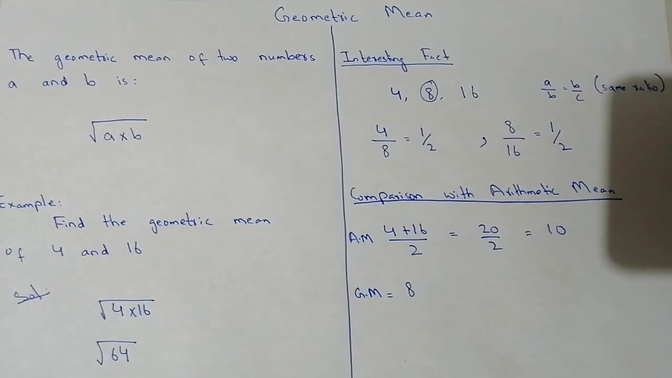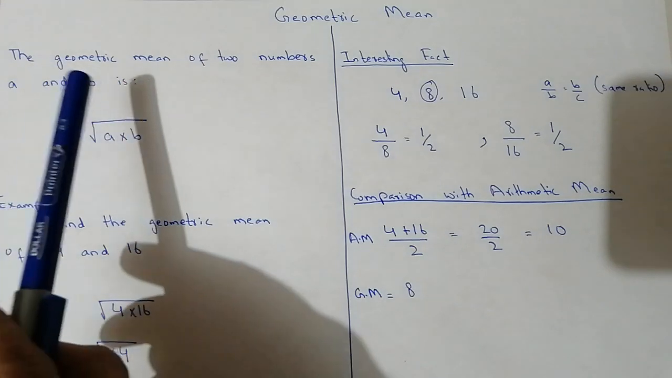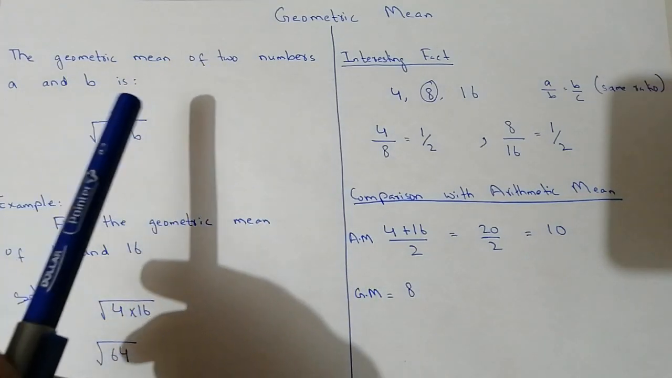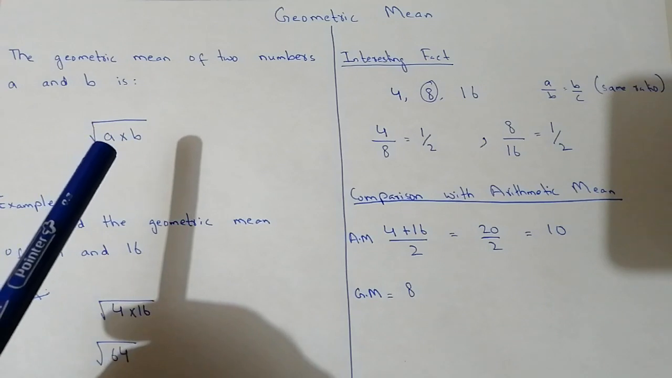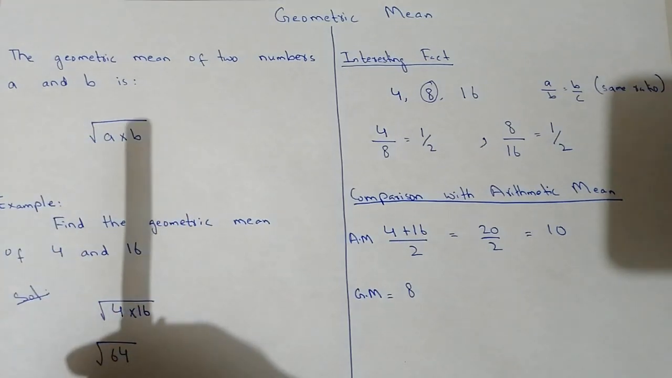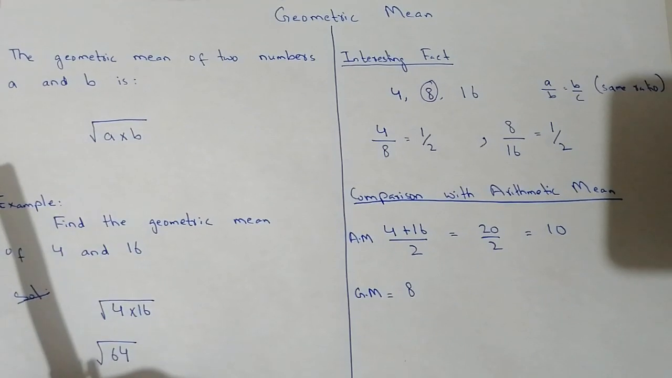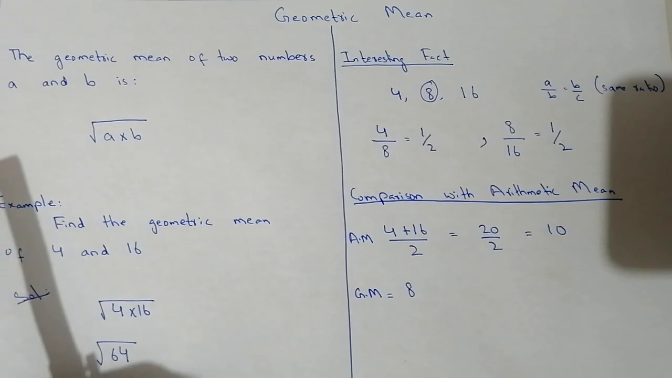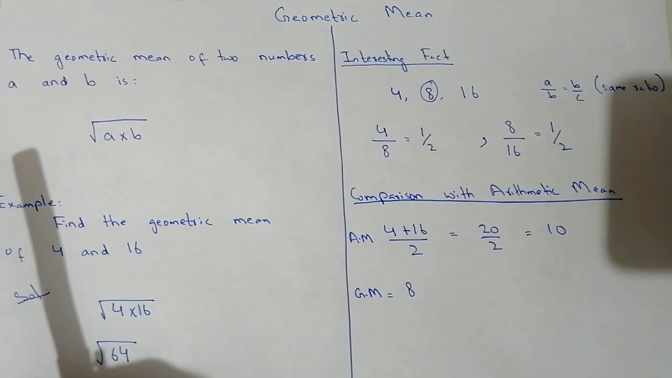Today our new topic is geometric mean. Now what is geometric mean? The geometric mean of the two numbers a and b is the square root of a multiplied by b. It means that we multiply those two numbers and we take the square root of that, and that will be the geometric mean.